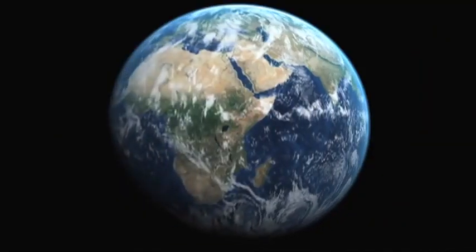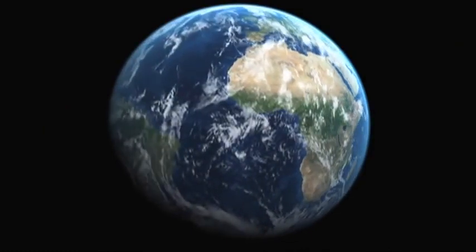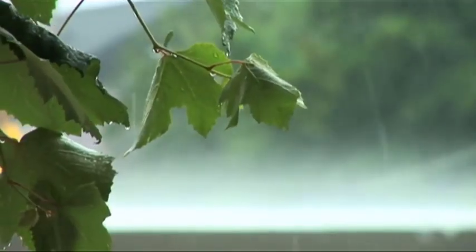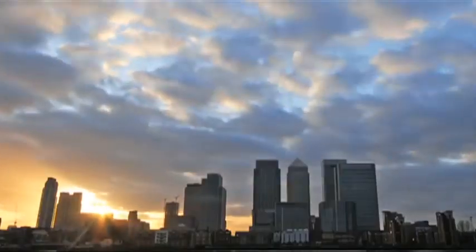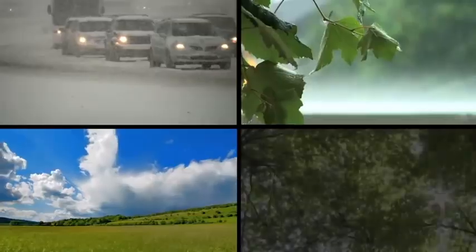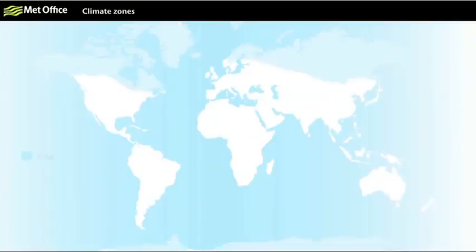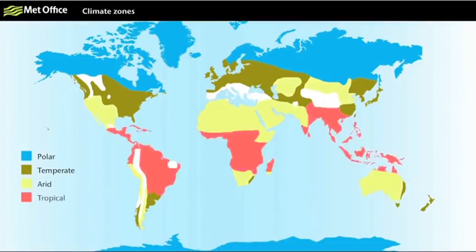First of all, let's answer the question of what is the difference between weather and climate. Weather is the elements we see daily, such as temperature, rain and wind. These can change hour by hour and day by day. Climate, on the other hand, looks at how the weather changes over a long period of time, typically around 30 years. Scientists have been able to define climate zones around the world.